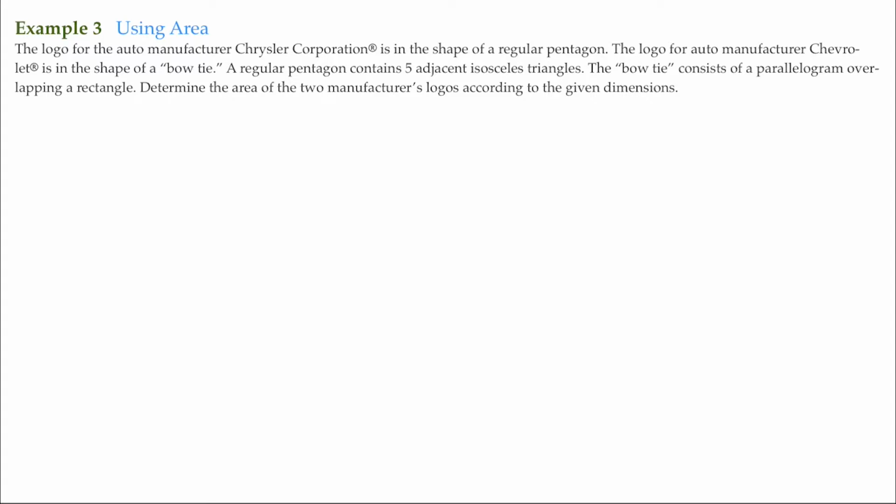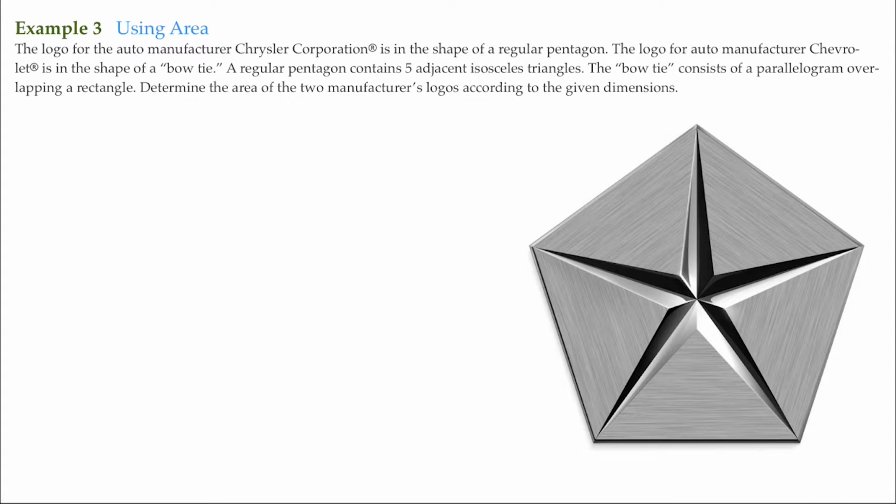So here is the Chrysler Corporation logo, and maybe you've seen that at some point. And a couple of things to point out. It's a regular pentagon. A regular polygon, remember, has all its angle measures the same. And since all its angle measures are the same, that means all its side lengths are also going to be the same. So this is a regular pentagon, so all its angle measures are the same, all its side lengths are the same, and the pentagon is a 5-sided figure. So I'm just going to outline this pentagon.